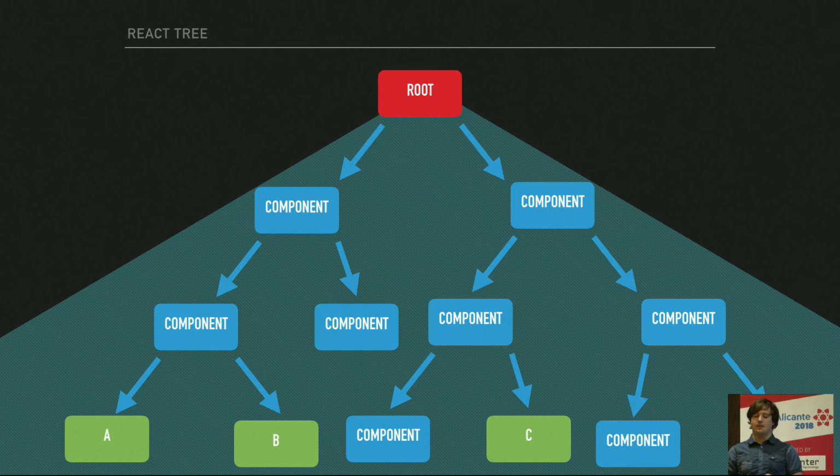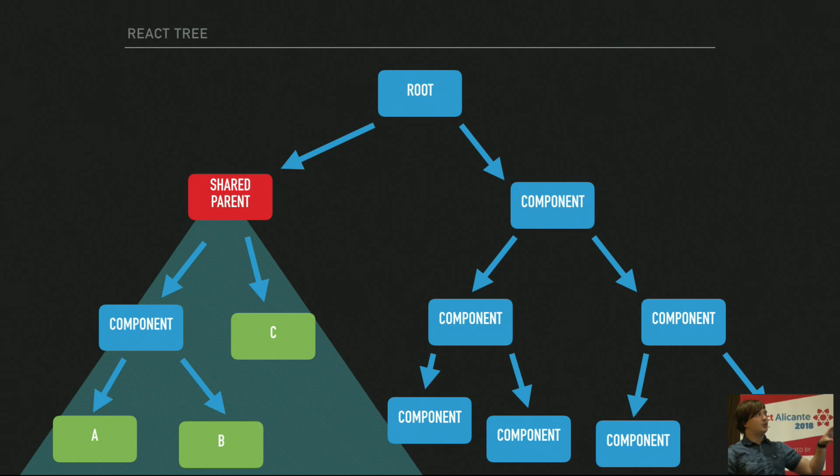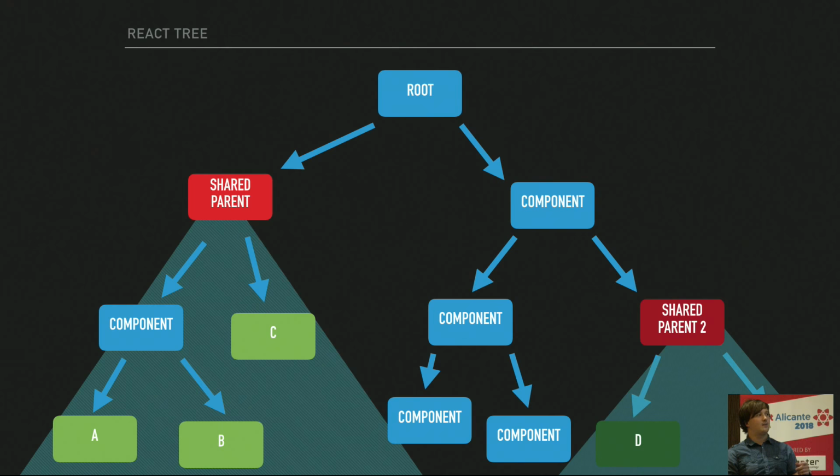But one of the nice things about context is it doesn't have to be that way. So you can use context even for subtrees of your application. So we can have some shared parent here that beams state into part of the tree. And then we can also have another shared parent in a different part of the tree beaming state to a different part of the tree. And these could be the same kinds of state. They could be totally different kinds of state.